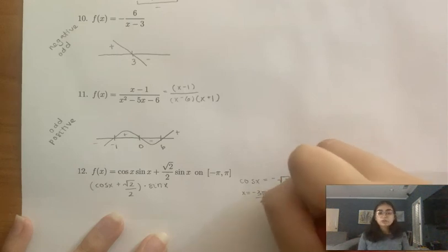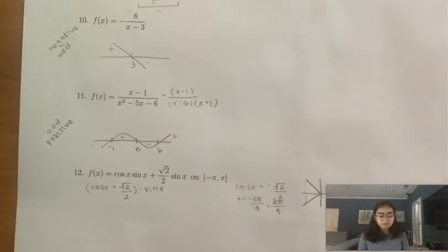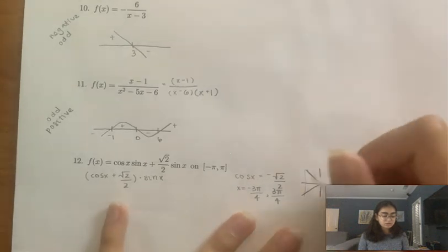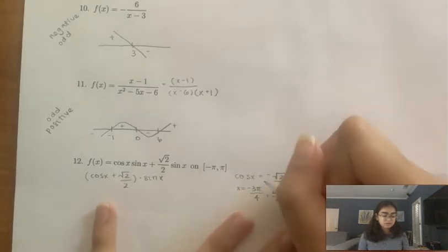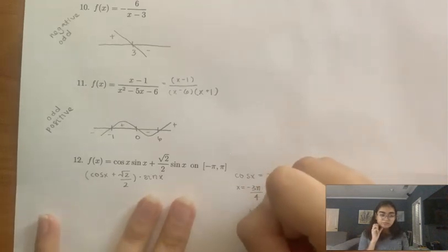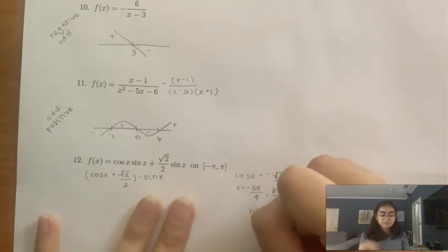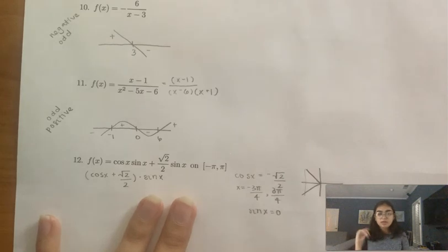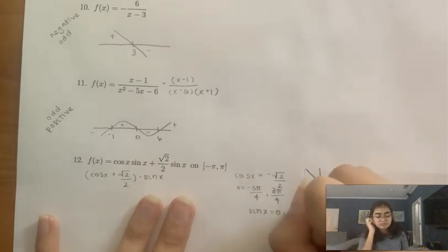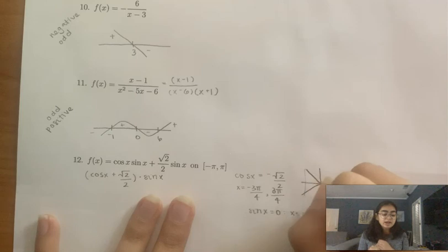And then we're going to determine where sine of x is equal to 0. And we're going to get x equals -pi, x equals 0, and x equals pi. So sine of -pi, sine of 0, and sine of pi are 0.